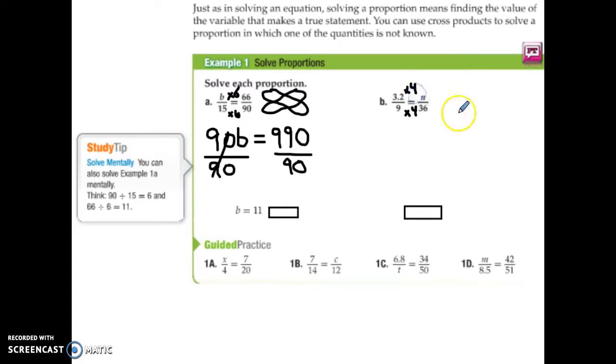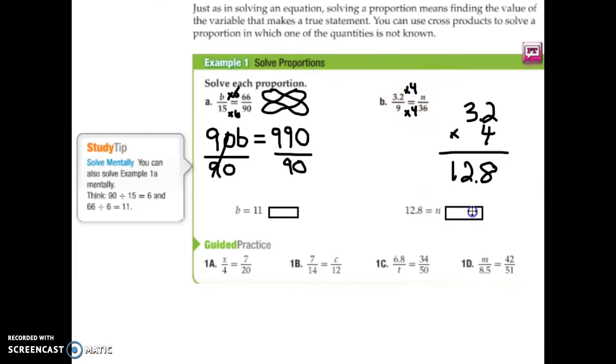And then I do 3.2 times 4, using the old school paper method. Where does the decimal go? Well, there's 1 decimal place there, so 12.8. So in this problem, n equals 12.8. You could also cross multiply and divide. It would work the same. You get 9n, and you get a bigger number, 100 and something. But when you divide, you get 12.8.